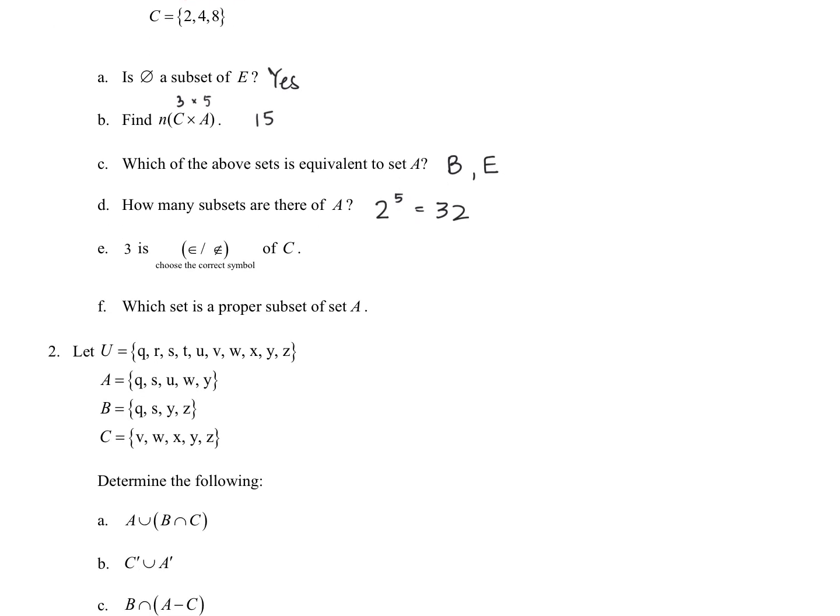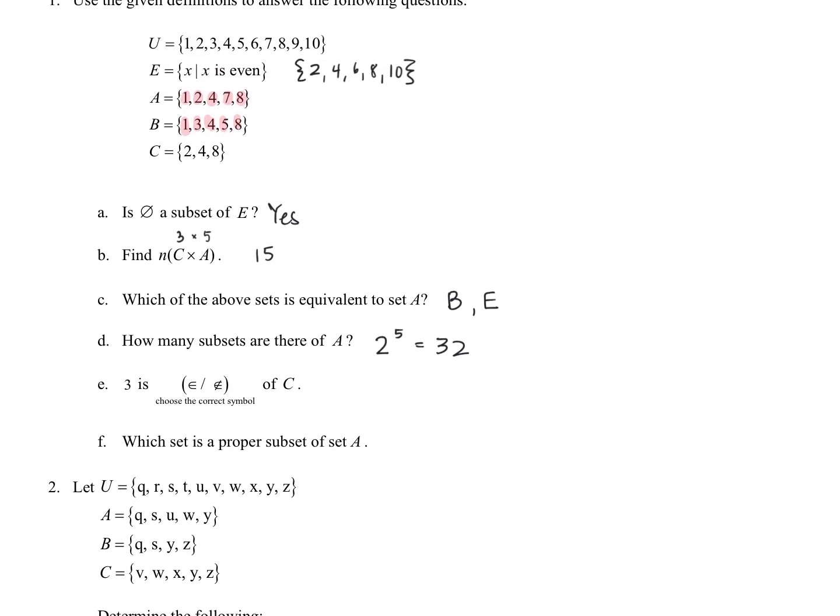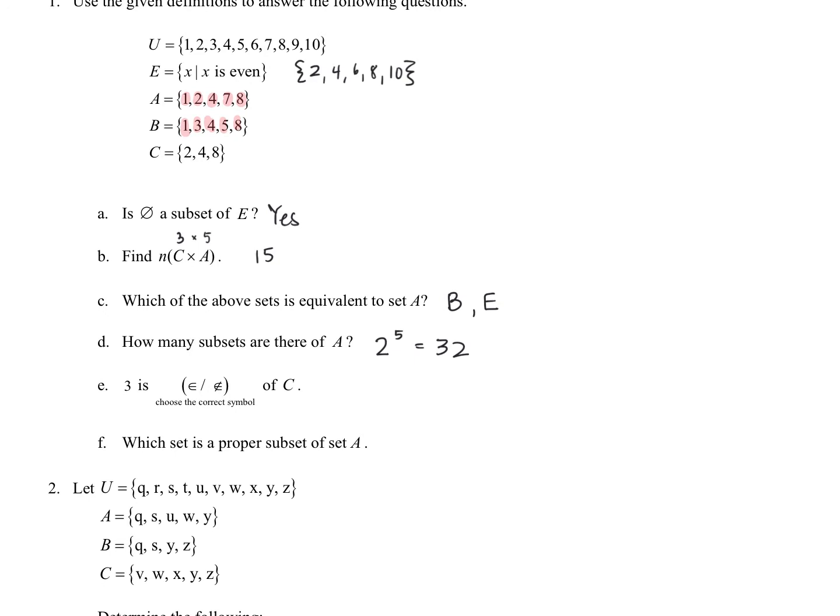Part E. These two symbols mean element of or not an element of set C. So let's look at set C. Is 3 in set C? No. C is only including 2, 4, and 8. So this would be not an element of. So it would be this, right? Not an element of C.